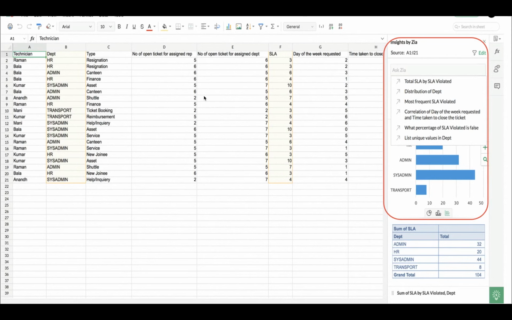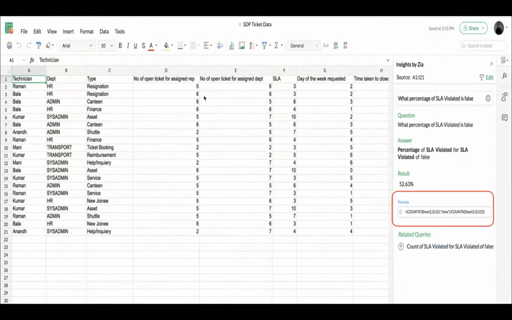Now, here the AI assistant is actually giving you a lot of insights, where it picks the interesting insights from the spreadsheet and shares it with you, right? You see, most frequent SLA violated person, distribution of department, and it also gives you a graphical view so that your data is well represented and you don't miss any information out of your data, right? So again, this is AI helping humans becoming better. It tells you insights which you normally don't see.